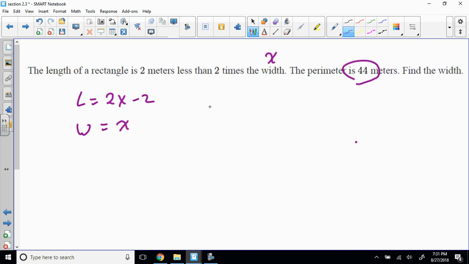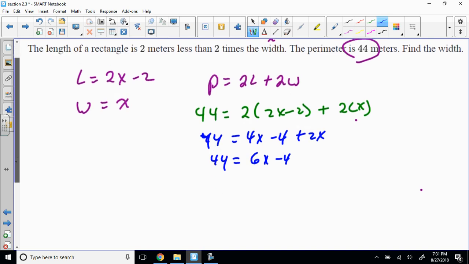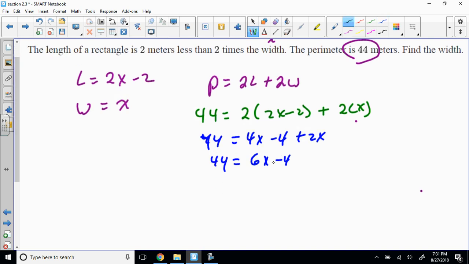So that's perimeter equals 2L plus 2W. And then that's 44 equals 2 times 2X minus 2 plus 2X. Then that's 4X minus 4 plus 2X equals 44. That's 6X minus 4 equals 44. Check my math, folks.